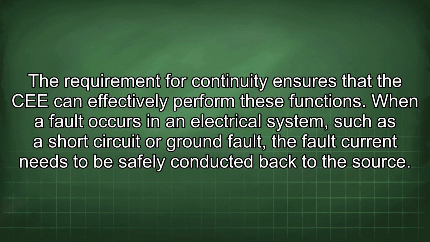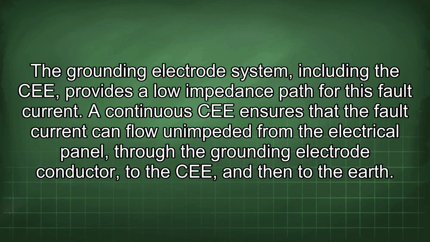When a fault occurs in an electrical system, such as a short circuit or ground fault, the fault current needs to be safely conducted back to the source. The grounding electrode system, including the CEE, provides a low impedance path for this fault current. A continuous CEE ensures that the fault current can flow unimpeded from the electrical panel through the grounding electrode conductor to the CEE and then to the earth.